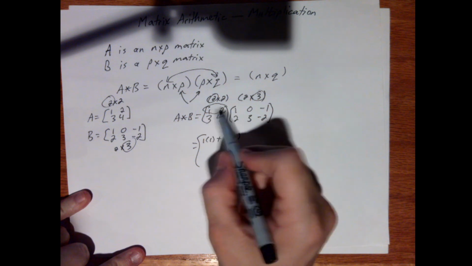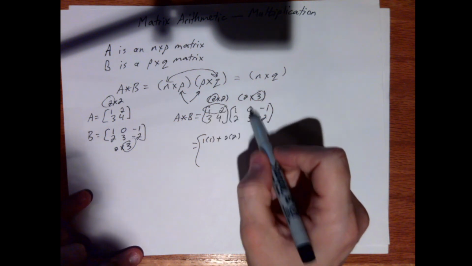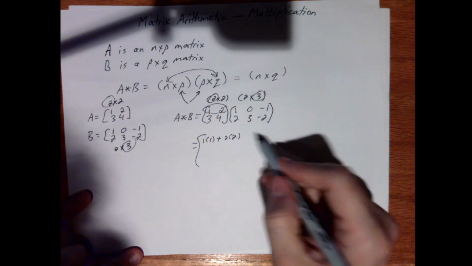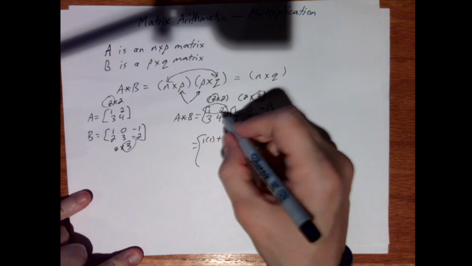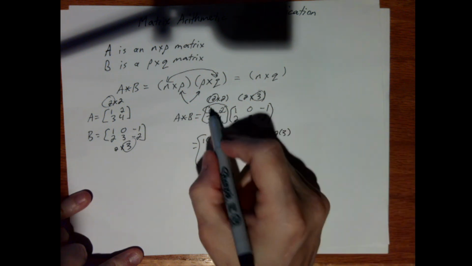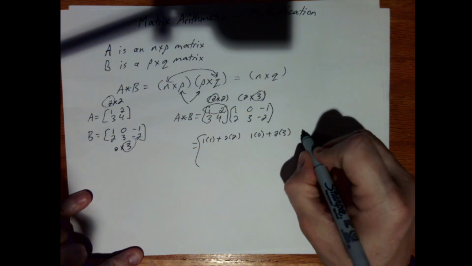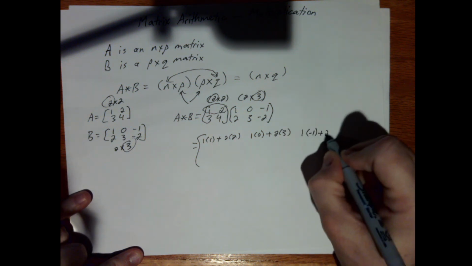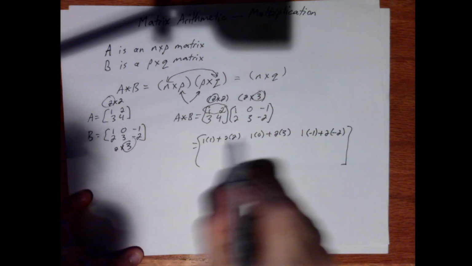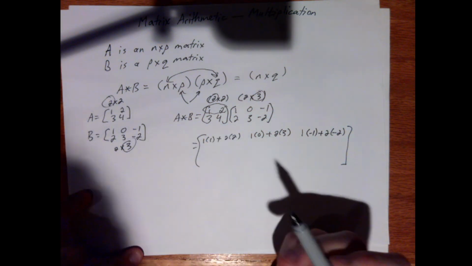Now, I'm going to take this first row of A, turn it sideways, and match it up with the second column of B. And that now will be the second column, or start the second column of A times B. So that's 1 times 0 plus 2 times 3. The third column I do the same thing. 1 times minus 1 plus 2 times minus 2. And these three numbers, once I simplify this, that's what I'll have. These three numbers will form the first row of my answer.